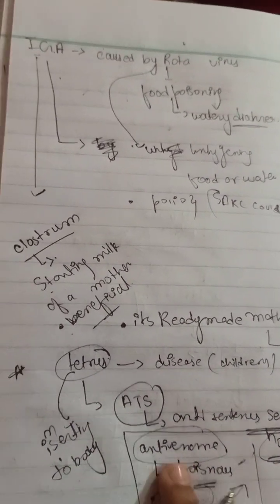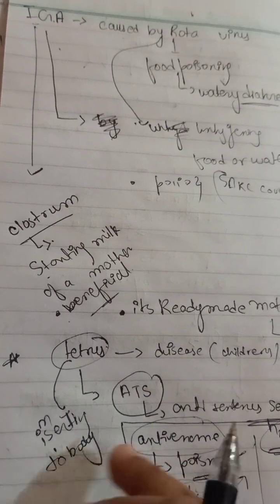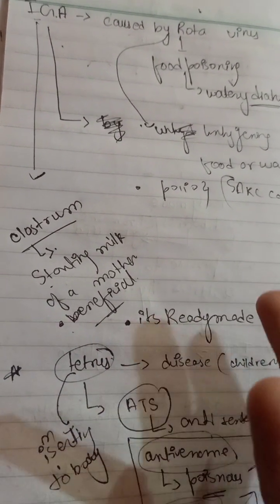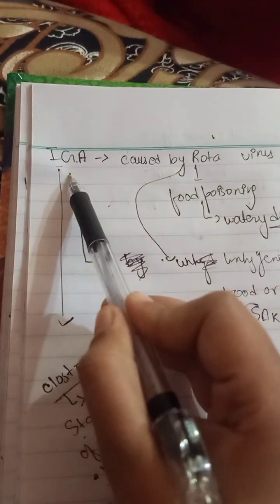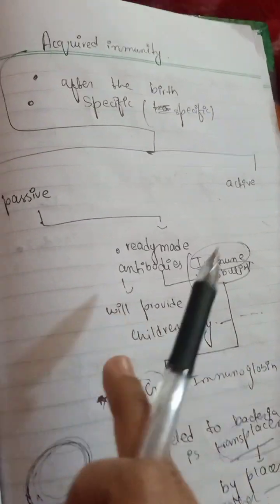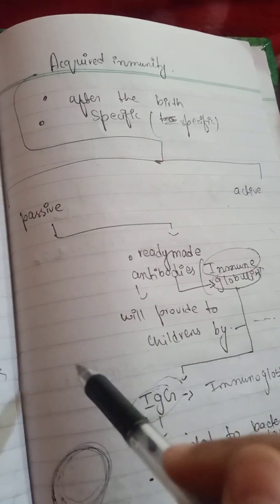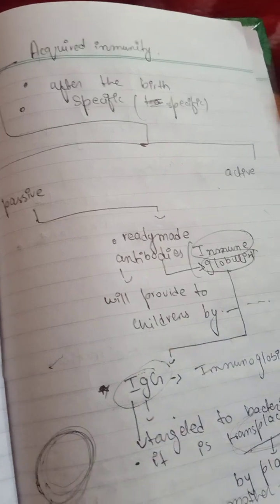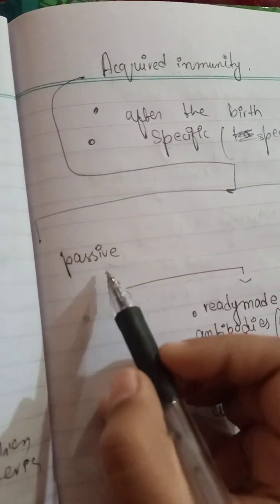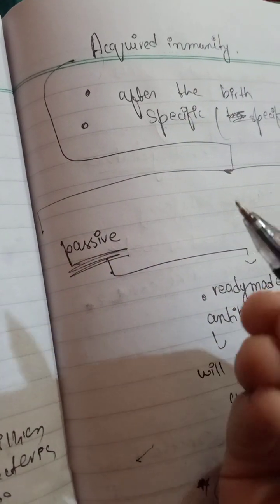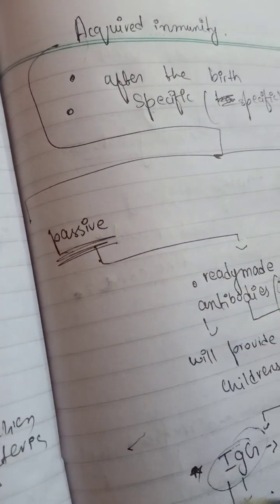Okay, so these were the antibodies that we are giving. It is not natural, these are artificial. But if we talk about IgA and IgG, these are ready-made antibodies present in children, which are transferred from the mother to the child. Okay, so this was about passive acquired immunity, which is ready-made antibodies that we are giving.